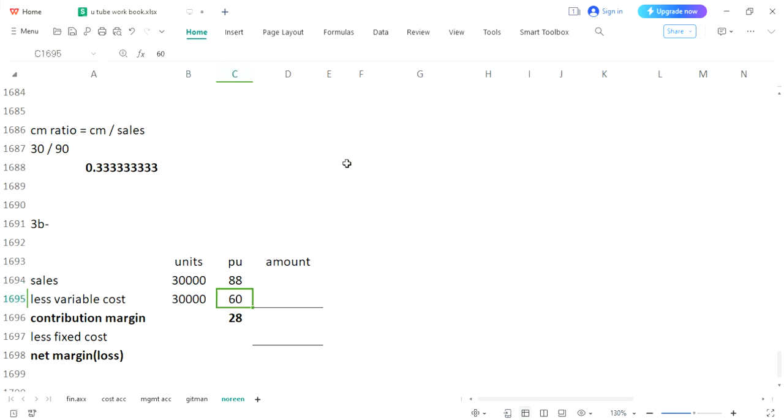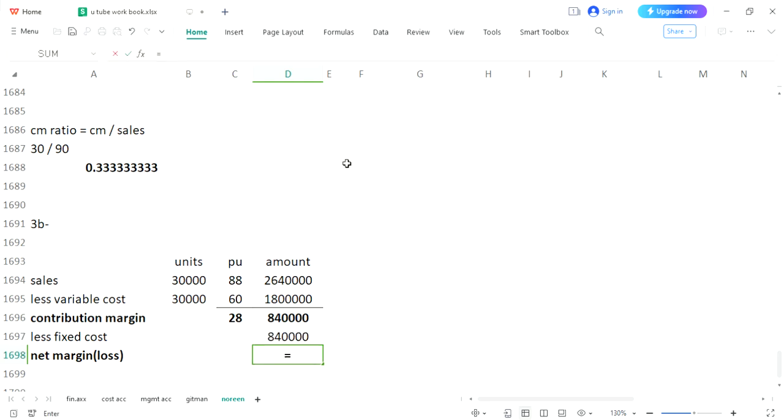The 60 variable cost is not being changed. So your contribution margin has been decreased to 28. But let's see what benefit they will be getting. For this, we will multiply units into per unit for the sales amount, and again for variable cost, units would be multiplied with per unit variable cost. Now we can calculate the contribution margin, which is the difference between sales and variable cost. Sales is 2,60,000, variable cost is 1,80,000. Contribution margin is calculated, and 840,000 was your fixed cost.